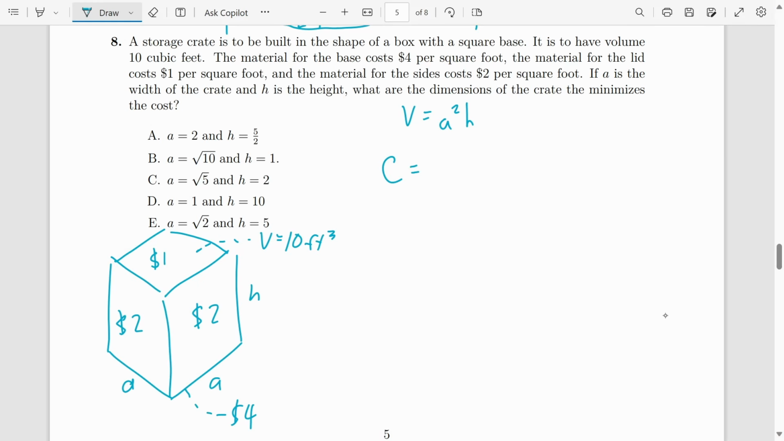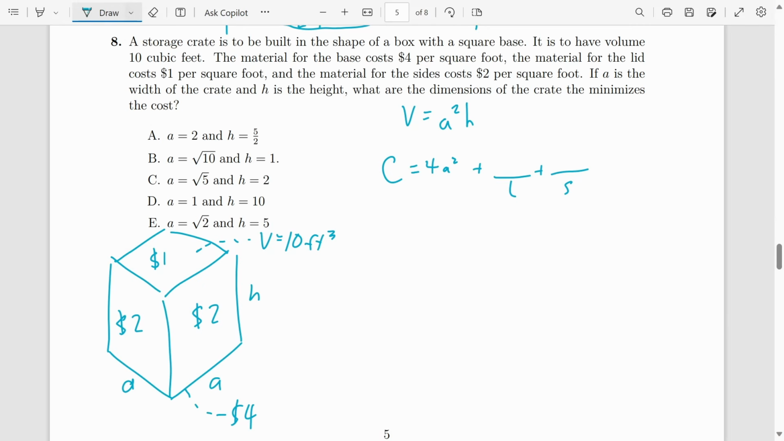Well, there's three different definitions for how costly this box should be. There's the base of the box, there's the lid of the box, and there's also the sides of the box. Based off of those three, we can determine what the total cost of this box is. Now for each of these, what are they? So let's see, for the base of the box, that's $4 per square foot. And to determine the base's total area, that's just A times A, or A squared. So the cost of the base is going to be 4A squared.